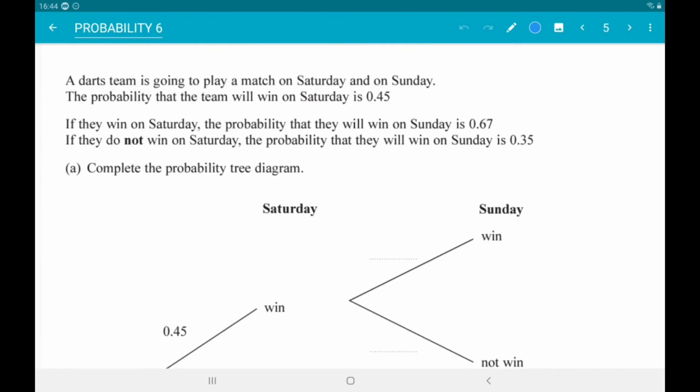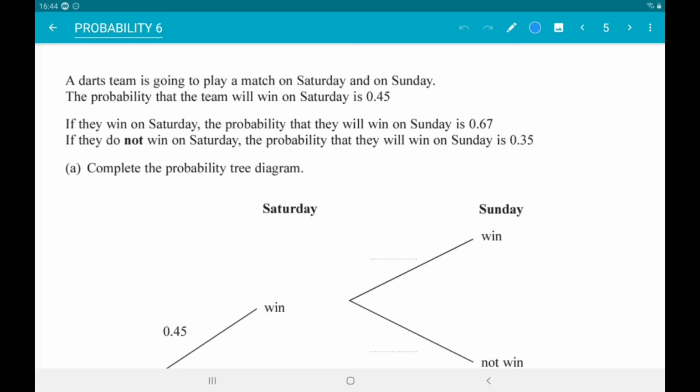Next up, a darts team is going to play a match on Saturday and on Sunday. The probability they win on Saturday is 0.45. If they win on Saturday, the probability they win on Sunday is 0.67, and if they do not win on Saturday, the probability they win on Sunday is 0.35. Part A, complete the tree.